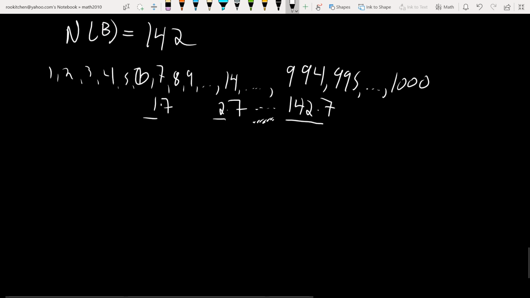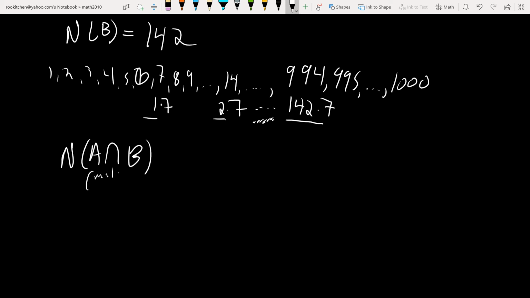Then we need the number of things that are in both. The number of things that are both multiples of 4 and multiples of 7. So how do I figure out those? Those are the guys that are multiples of 28, so 4 times 7, right? So that's 1, 2, all the way up to 28. And then the next one would be 56. And then keep on going. I've already figured it out, so that's why I'm blowing through it.